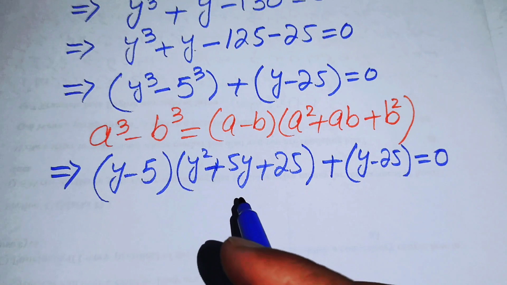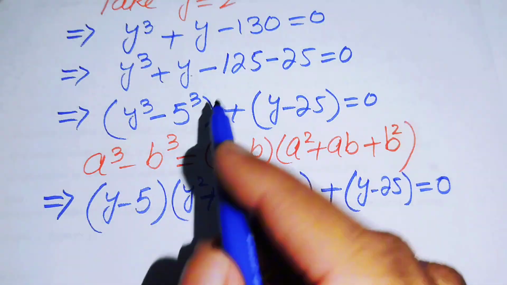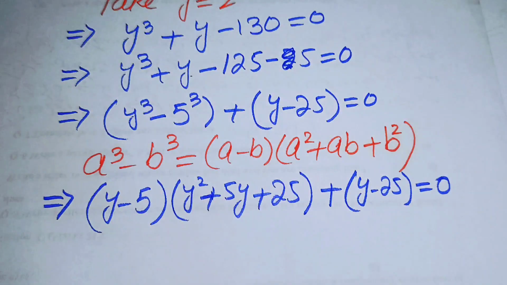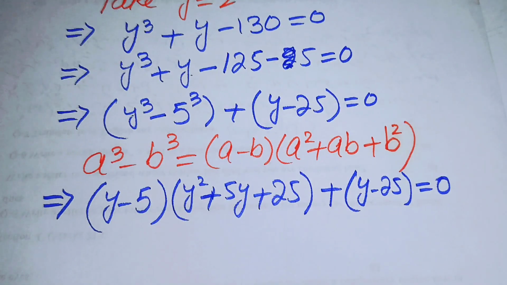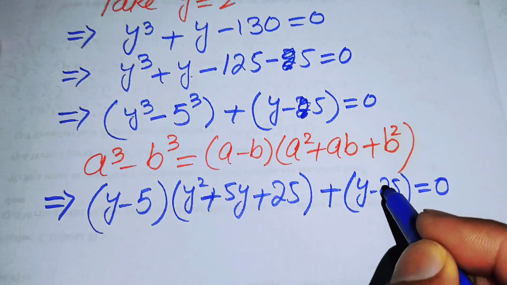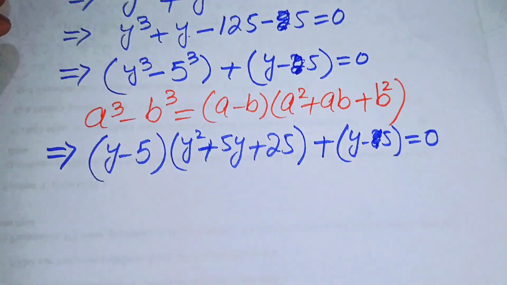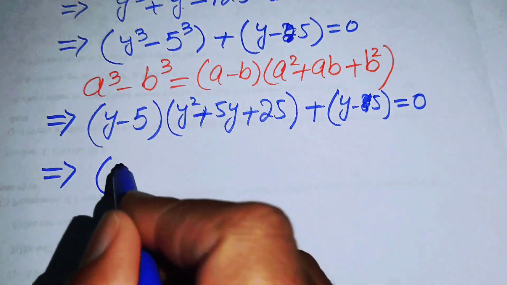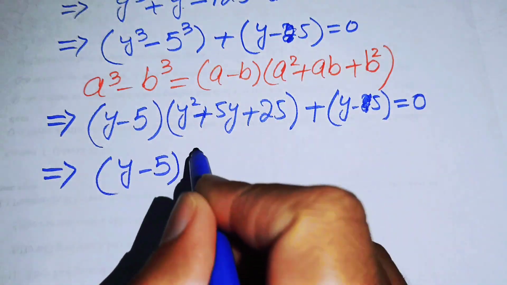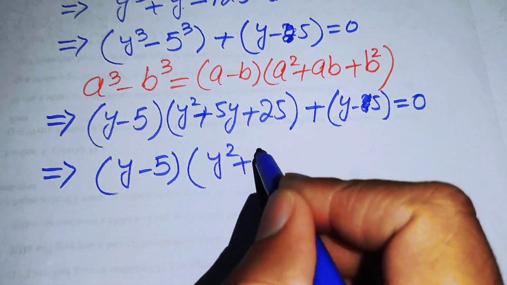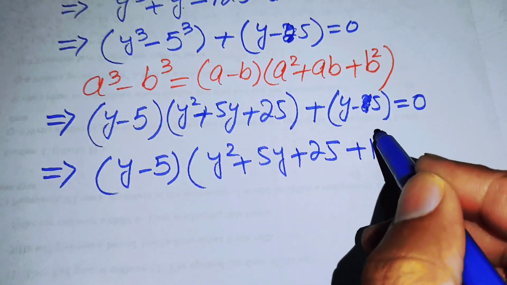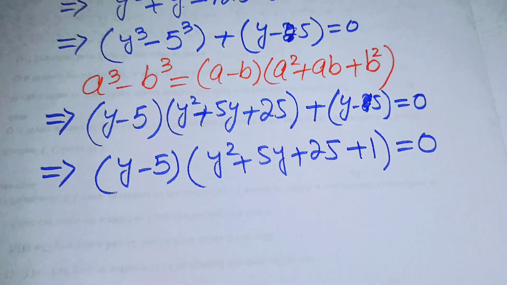Sorry, here we have one mistake, which is that here you can write 125 minus 5, it equals minus 130. So that here you have y minus 5, and here you have y minus 5. So now we will take y minus 5 common on each term, and you get y minus 5 times y square plus 5y plus 25 and plus 1 equals 0. So that here we have two cases.